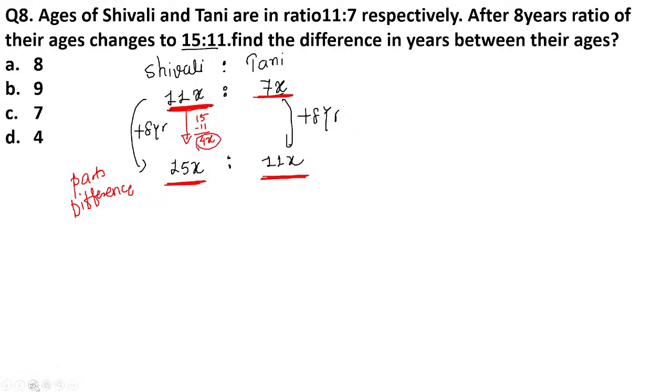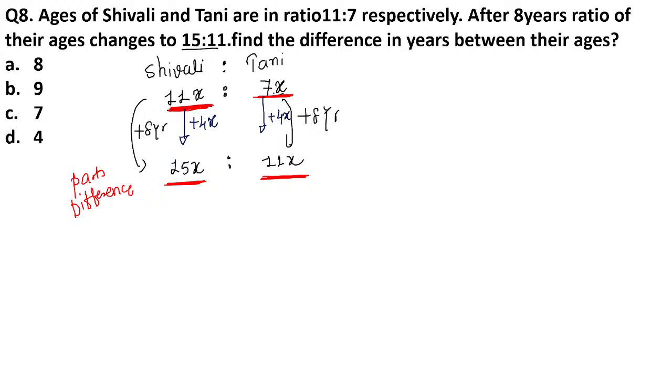Correct? What is my intention to tell you? Please understand that first. Her age was 11 parts before. Later on it changed to 15 parts. It means how much increment is there, student? Increment of 4 parts or 4x. Later on, Tani's age, now look here, Tani's age 7x changed to 11x. It means how much increment is there, students? 4 parts, 4x.